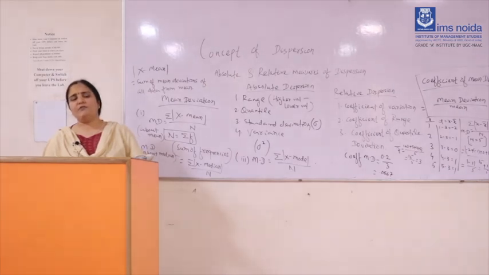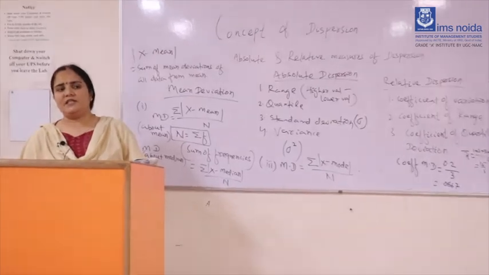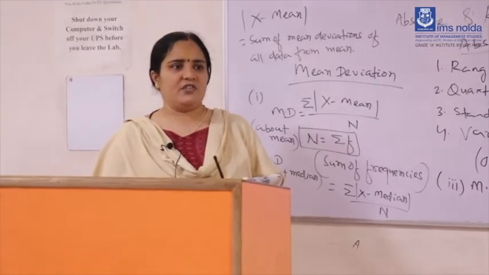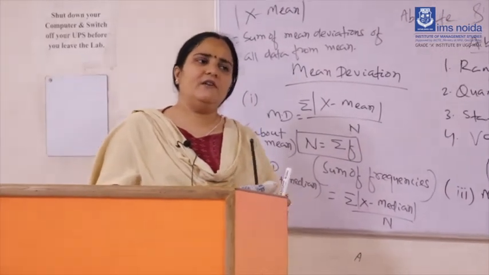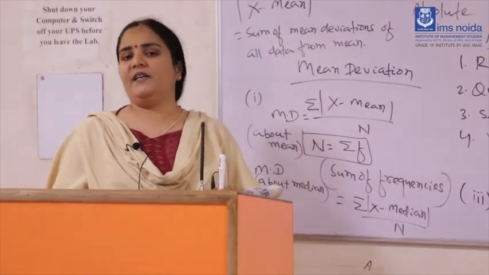Before finding any coefficient, you first have to calculate the absolute dispersion, meaning the mean deviation. First you have to calculate that, and only then can you calculate the coefficient of mean deviation value.